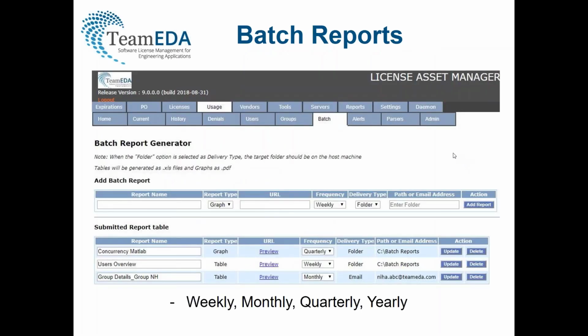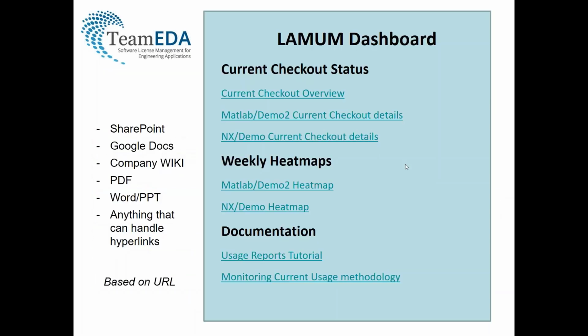And then this is where you would set up your weekly, monthly, quarterly batch reports. Pretty simple. The URL that creates the report goes here. You give it a nice name, and then how often do you want it? Weekly, monthly, quarterly, and then how do you want it delivered? By folder or by email. It's very simple.